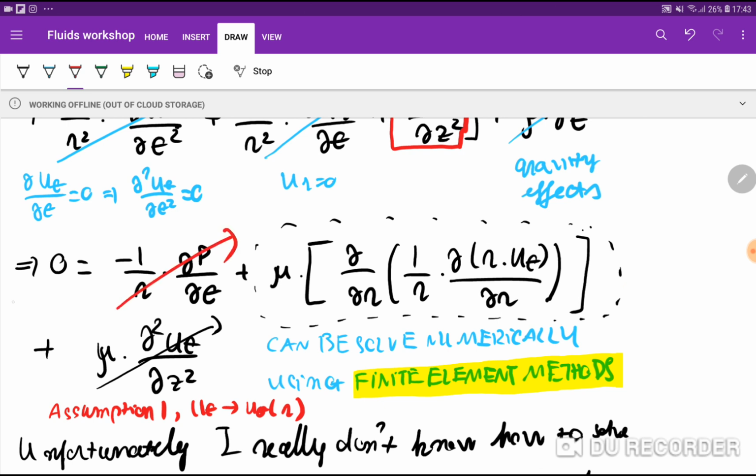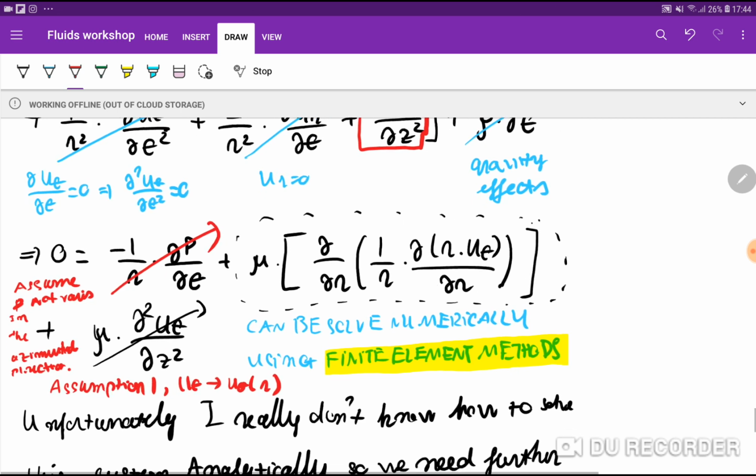So you can say, assume pressure P does not vary in the azimuthal direction. So partial P over partial theta equals 0.